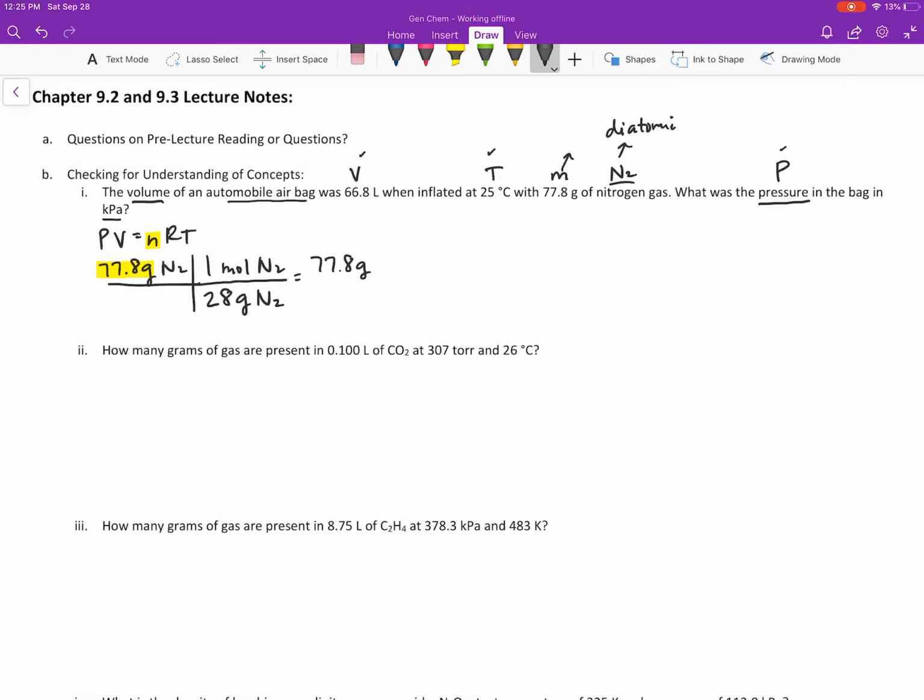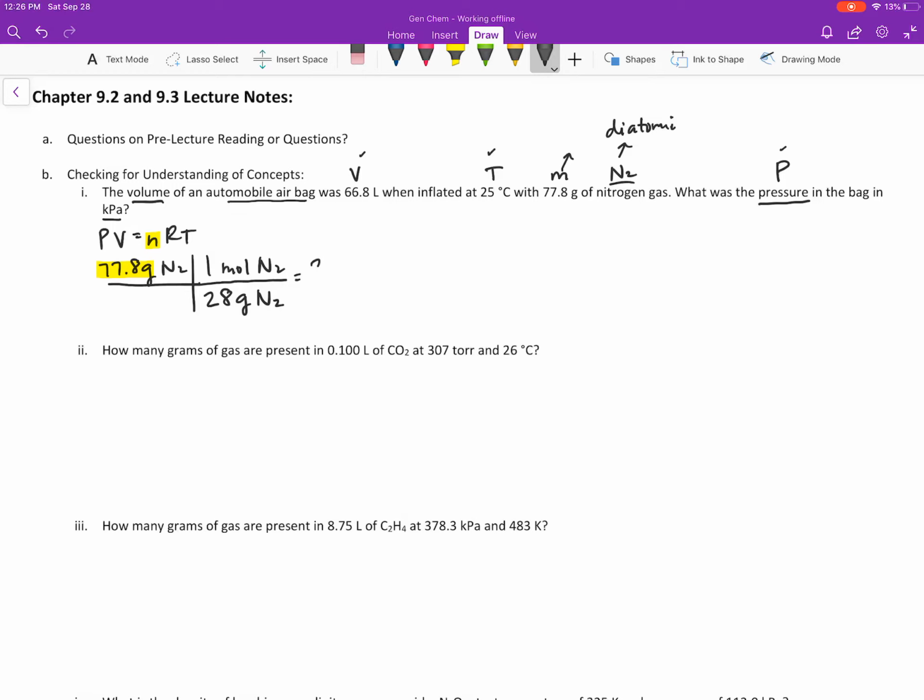And I'm going to go ahead and leave this. No, let me go get my calculator. I didn't solve for this one on my paper. So now we're going to take 77.8 and divide it by 28. And this will give us the number of moles. Should be a number greater than 1, which helps me make sure we get the right answer. And that is going to be 2.78 moles of N2.